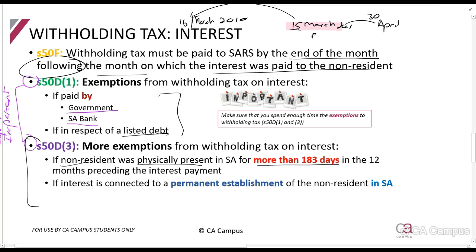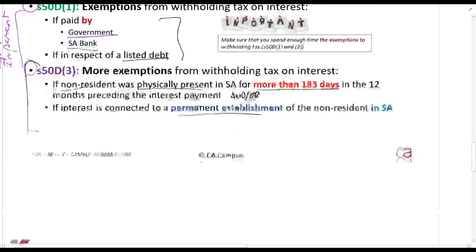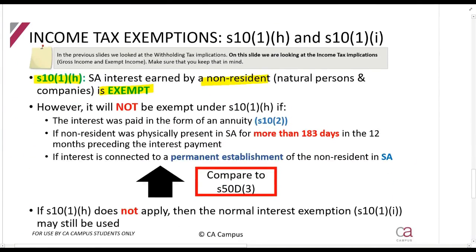There's no withholding tax. Or if the interest is connected to a permanent establishment of the non-resident in South Africa. So if the person has a business in South Africa and it relates to that, then there's no withholding tax. Okay, very important, hold on to that, because our next section uses that principle.